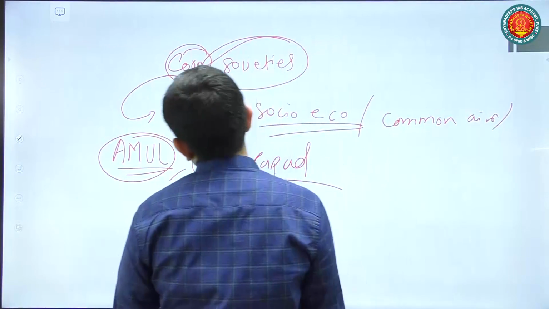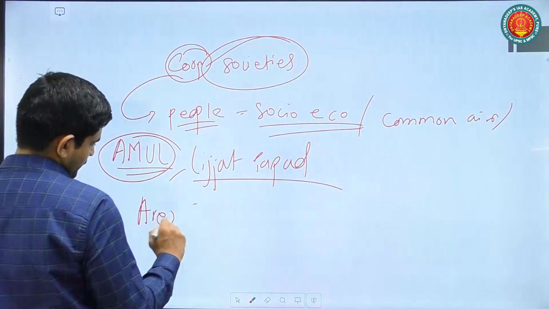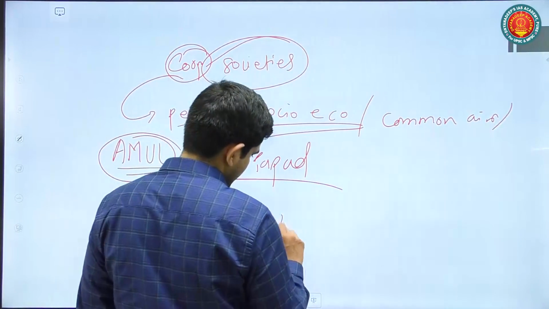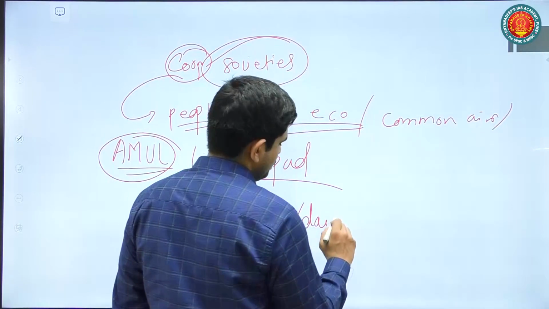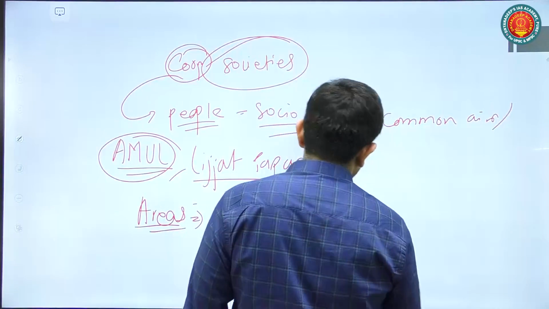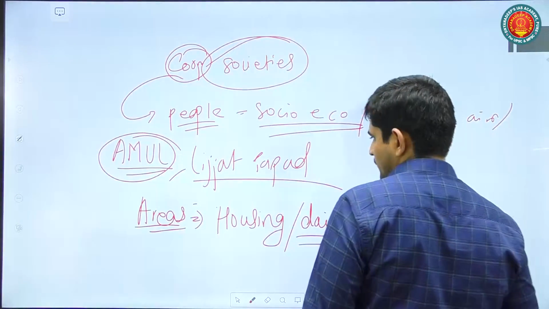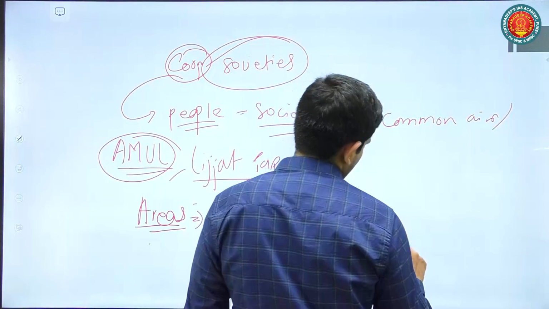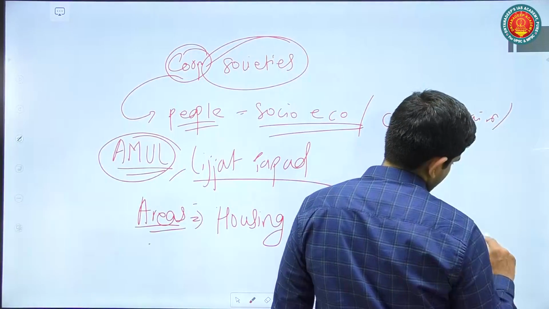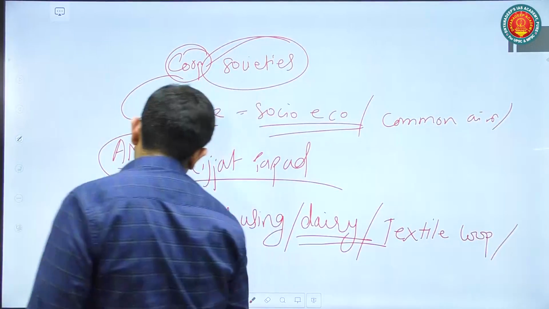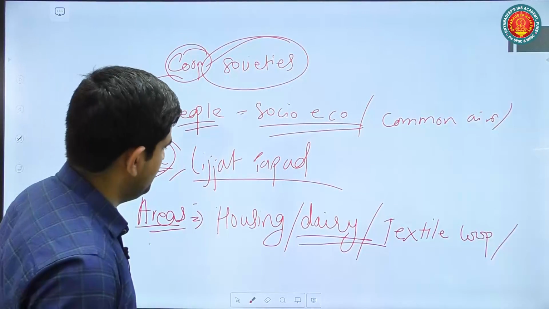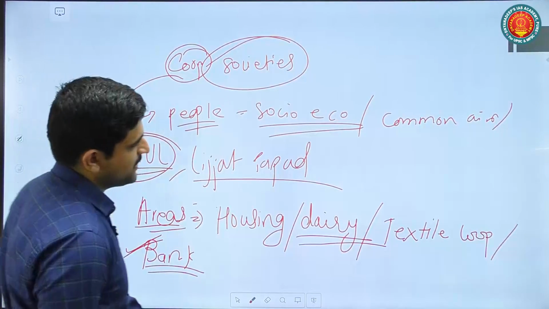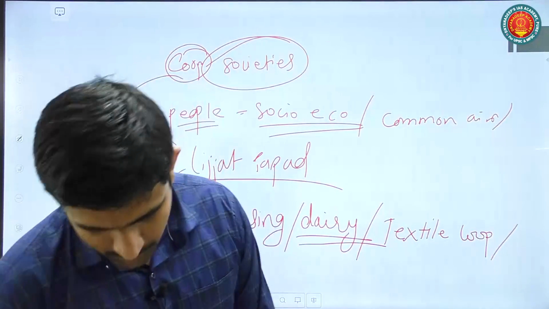Then you can also mention the areas in which cooperatives are active. For example, housing cooperatives, that is one area. Then dairy cooperatives, that is milk and associated issues, that is another area. Then thirdly, not only in these two areas, but also in areas like textile cooperatives. Then also, I'm forgetting one important one, banking cooperatives. There are various cooperative banks, so that also you can mention. Okay, so that is the first part of the question.